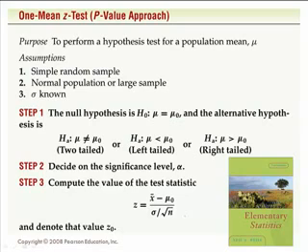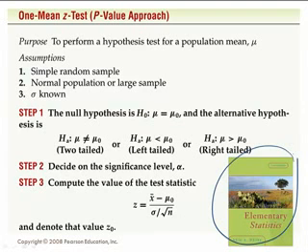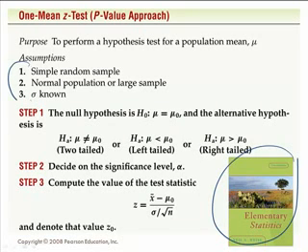So now we're going to look at the one mean z-test as described by Neil Weiss in his 7th edition of the Elementary Stats book. In this particular approach, he has outlined a 7-step process to complete the hypothesis test. And we are given, for this particular test, 3 different assumptions.